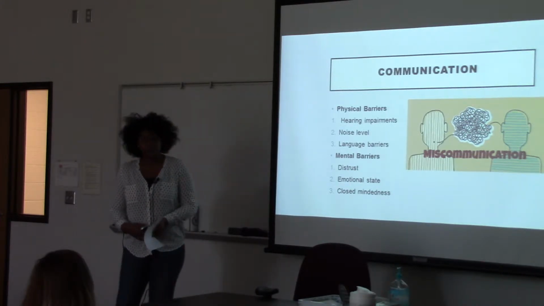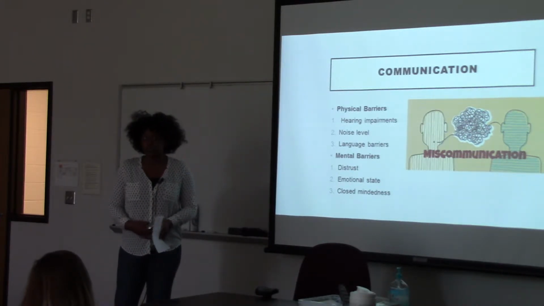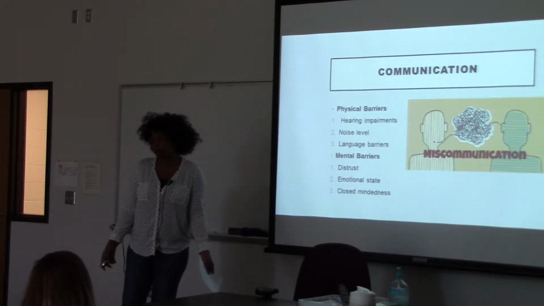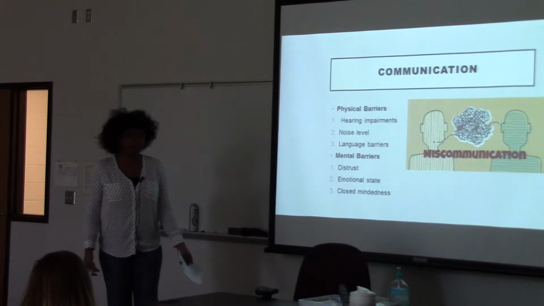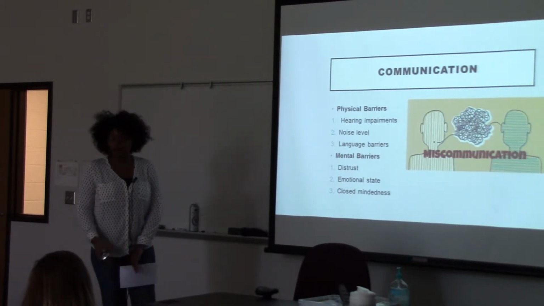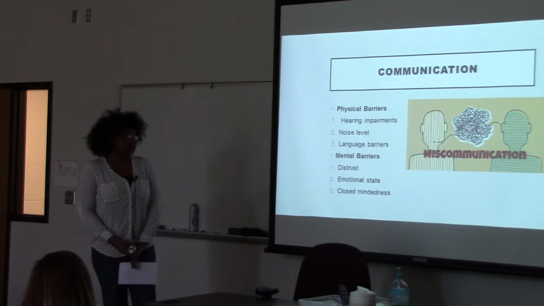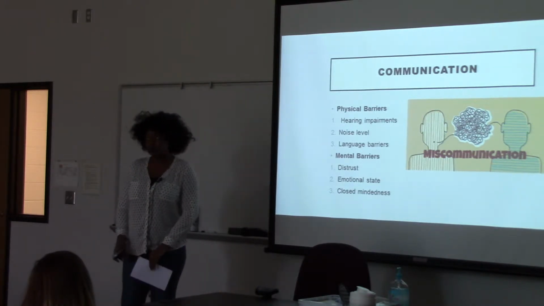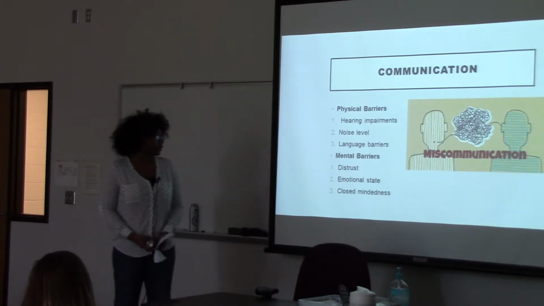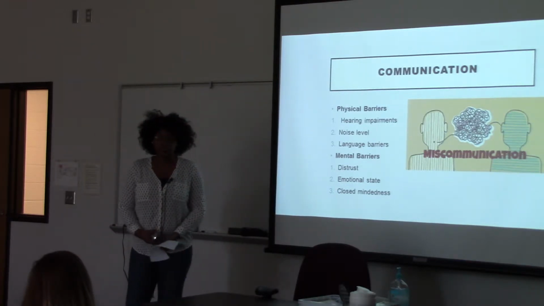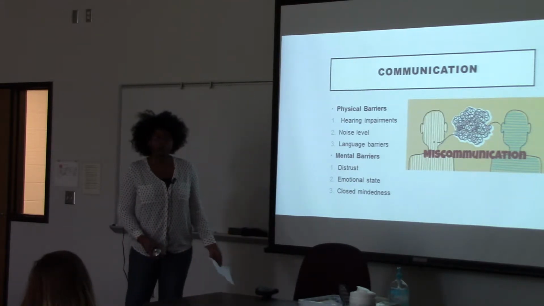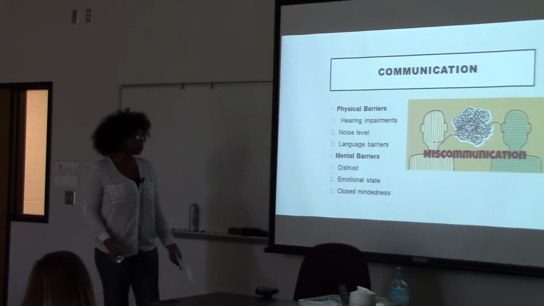For hearing impairments, a nurse can check a person's hearing aid or make sure they're facing them while they're talking, so that way they understand them. For noise level, you can always check to see that TVs or radios are turned down, or if it's noise coming from outside in the hallway, they can close the door. And for language barriers, you could get a translator so that you can talk to the person, or you can use flashcards with pictures.